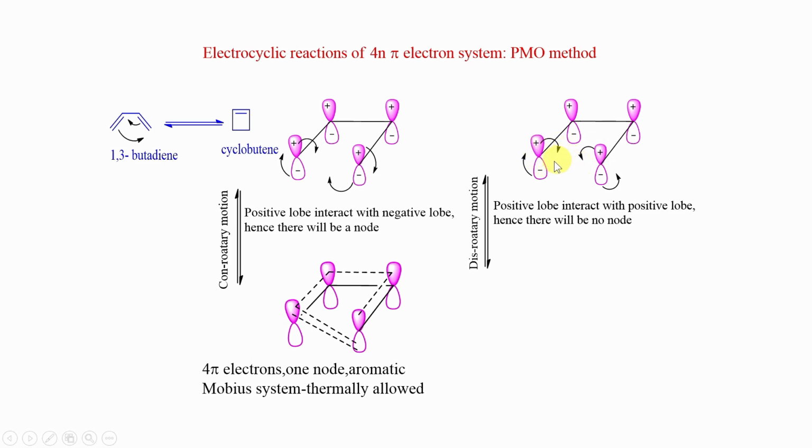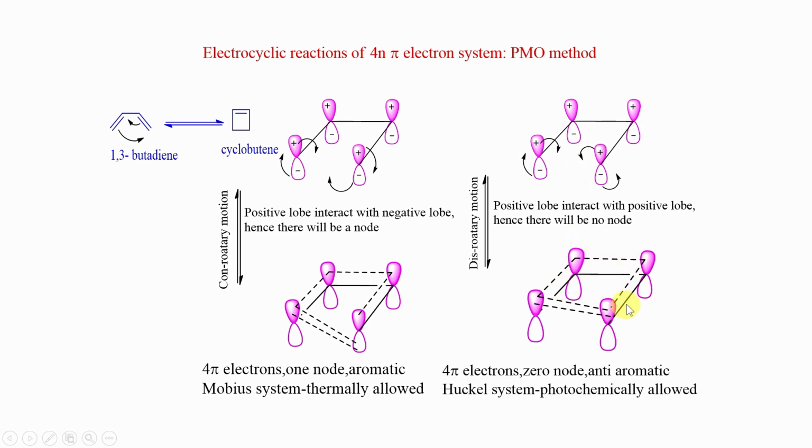Thereby, both the positive lobes of the terminal p orbitals of the terminal carbon atoms coincide, and there is no node in this interaction. So the cyclic transition state can be represented like this. See, it is the array of atomic orbitals in the transition state which represents zero node, but it has 4 pi electrons, and hence it is anti-aromatic.